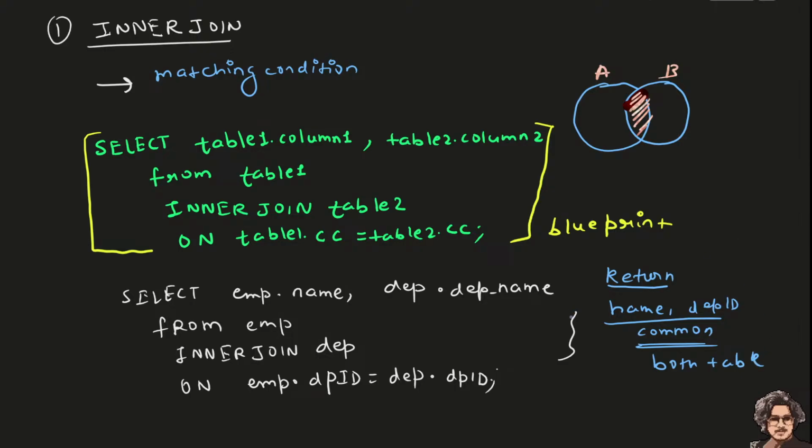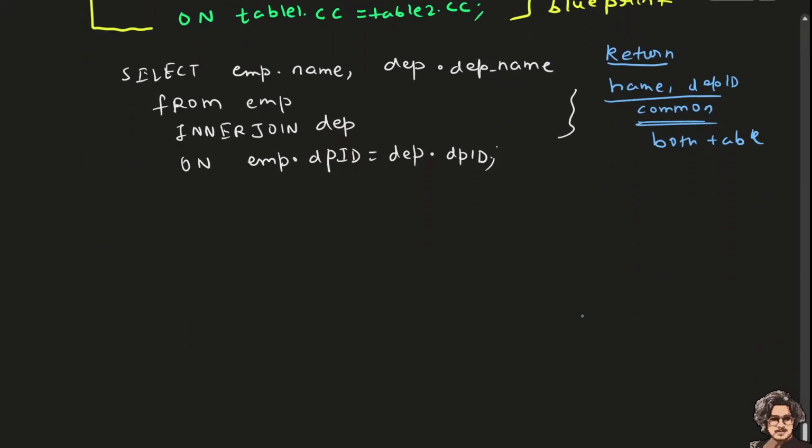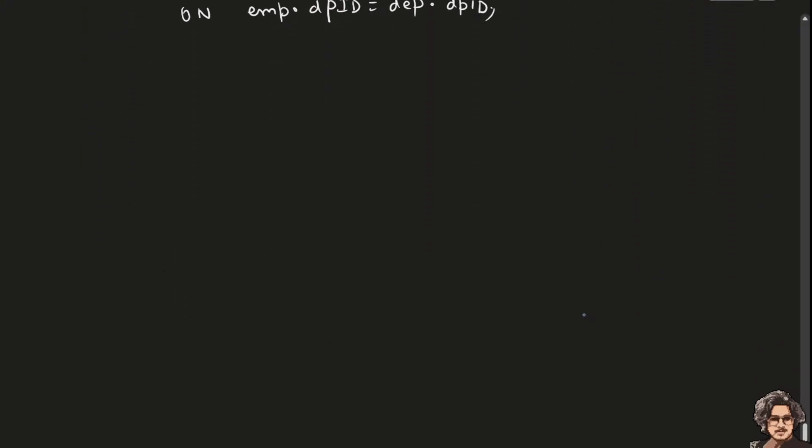Let's move to the other one, that is the left join. The second join is the LEFT JOIN. Let's see what the use cases are.